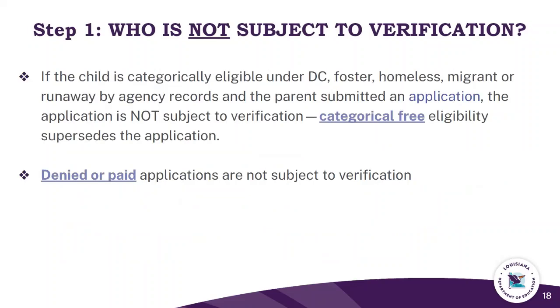If the child is categorically eligible under DC, foster, homeless, migrant, or runaway by agency records, and the parent also submitted an application, that application is not subject to verification. That categorical free eligibility supersedes anything reported on the application. Denied or paid applications are also not subject to verification.